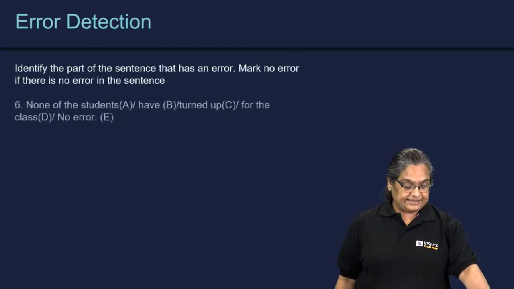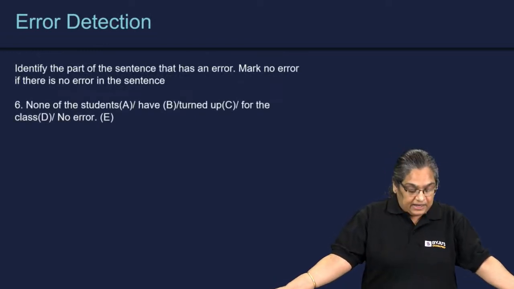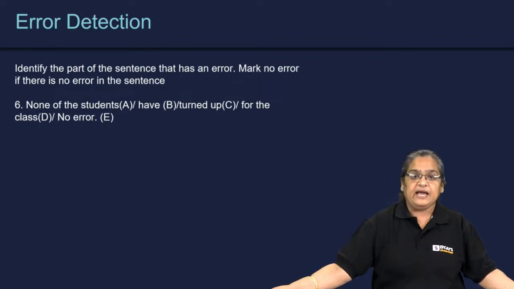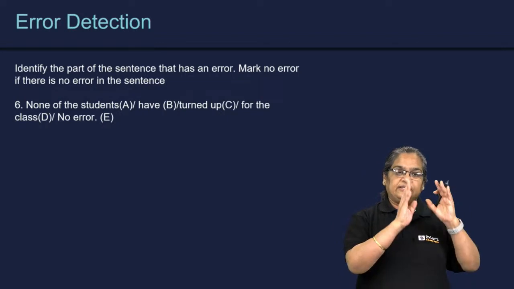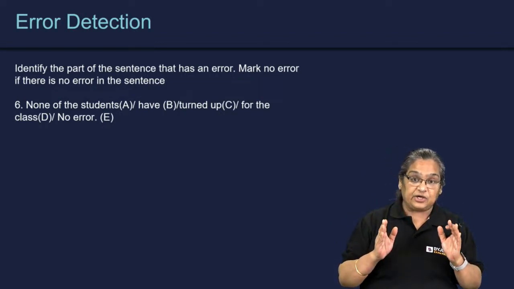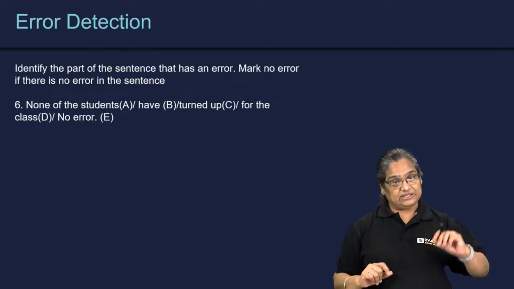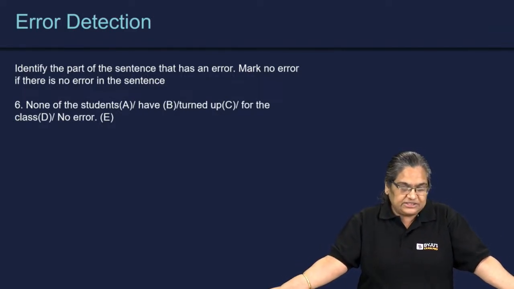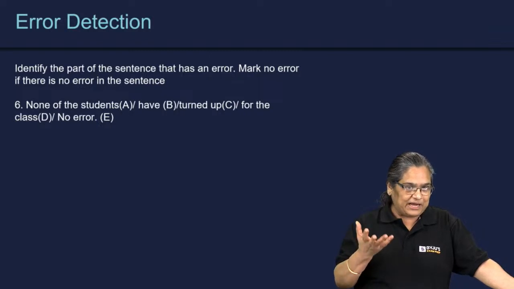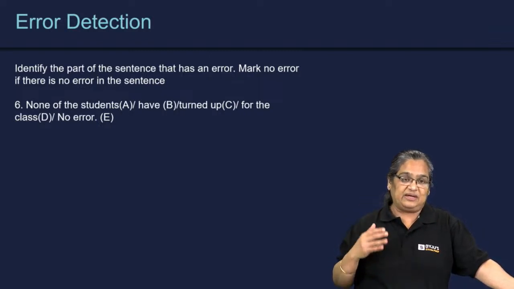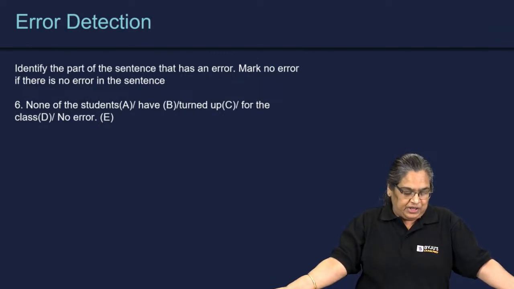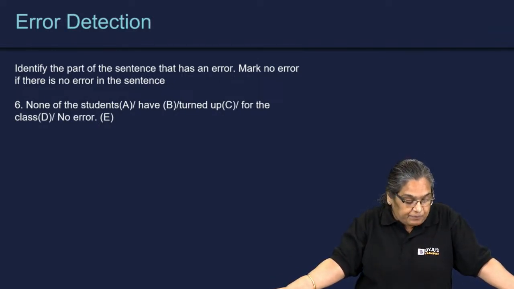All right. Next sentence. None of the students have turned up for the class. Subject verb agreement or any other error. See, it's not that in one sentence you will be tested on only one concept. Sometimes there are two, right? So here, what is the concept being tested? Don't bother about that. Play it by ear. Which one do you think has an error, or does it sound right? That's all you need to know. None of the students have turned up for the class.